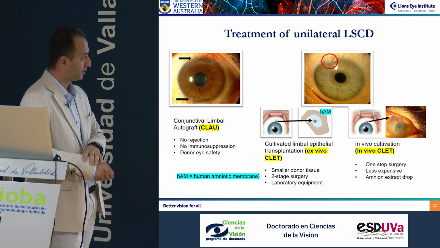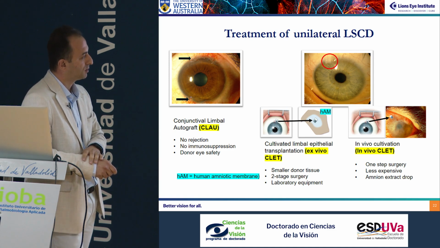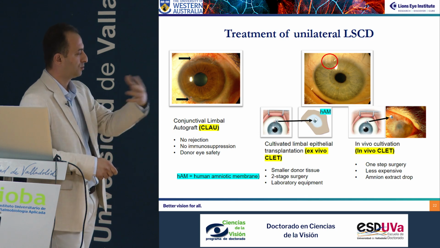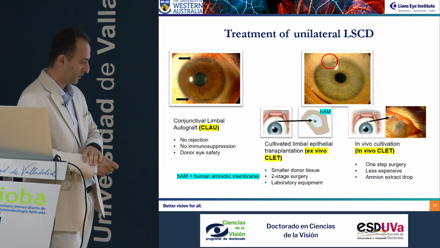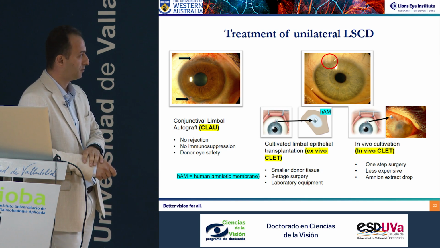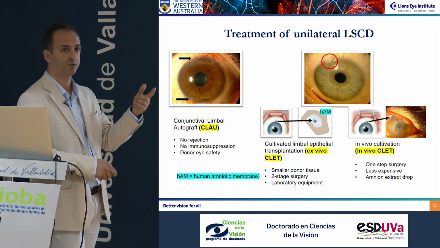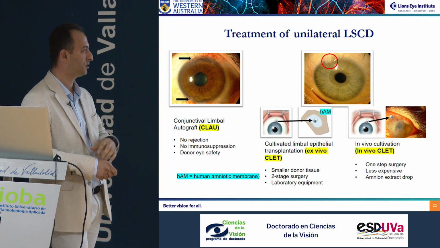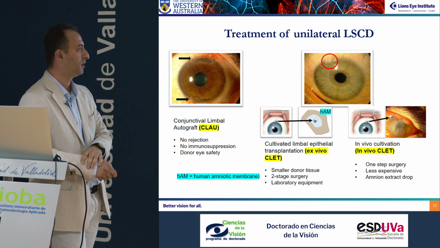In both of these procedures, we are culturing the cells. So this is a schematic view of how we transplant this small block to the diseased eye and then provide amniotic membrane extract eye drop to culture those cells on the eye. The main advantage of in vivo CLET is that it's a one-step surgery. As I said, with CLET, they have to come back after a few weeks for the second surgery, but with in vivo CLET, we don't need the second procedure. We just culture the cells on the eye.